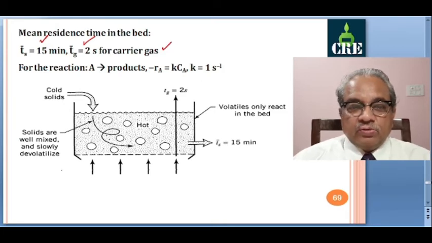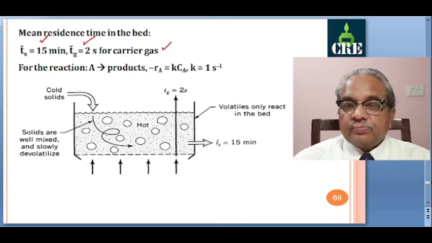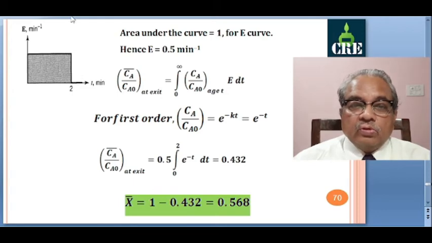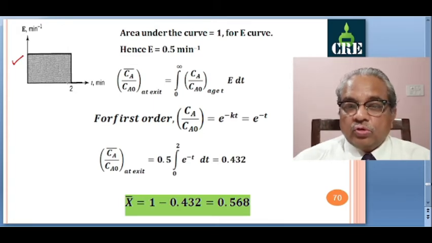So cold solids come in and are heated up, the solids are well mixed and slowly devolatilize, and only these volatiles react in the bed. So again here Tg bar is 2 seconds, and Ts bar is 15 minutes. This E curve is given, this is 2. So this will be 0.5 because the area under the curve is 1. So E is 0.5 minute inverse.